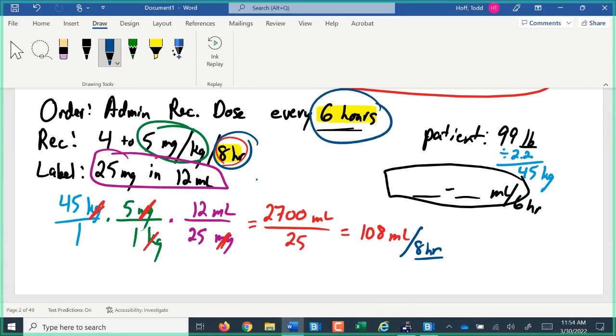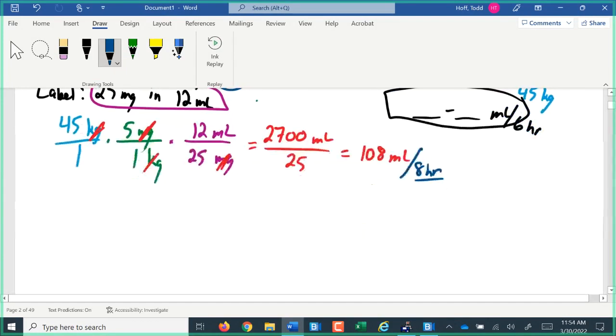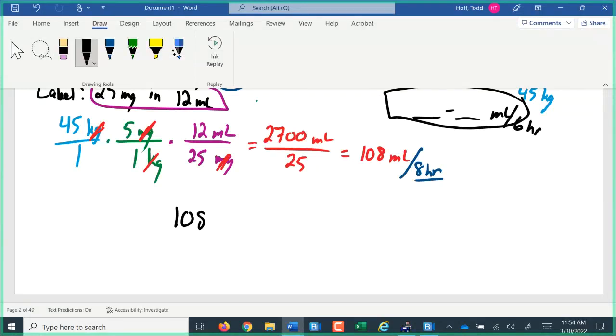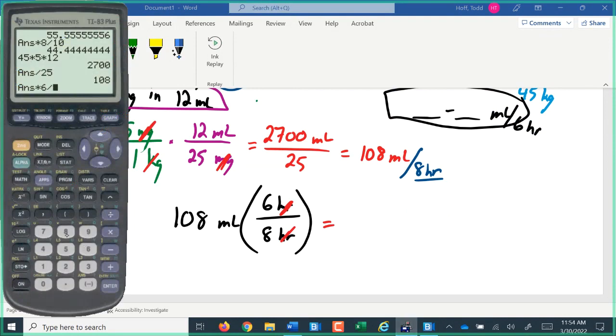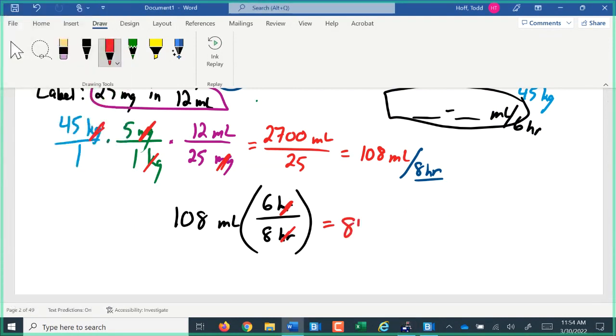The doctor ordered us to administer the medication, though, every 6 hours. So before we administer this, we have to adjust for that difference in time frame. Well, this is also a titration. This 108 milliliters is figured off of every 8 hours, and we're going to convert it to every 6 hours. So we see that the hours cancel out. We take our 108 times 6 divided by 8 is 81 milliliters. That is every 6 hours.